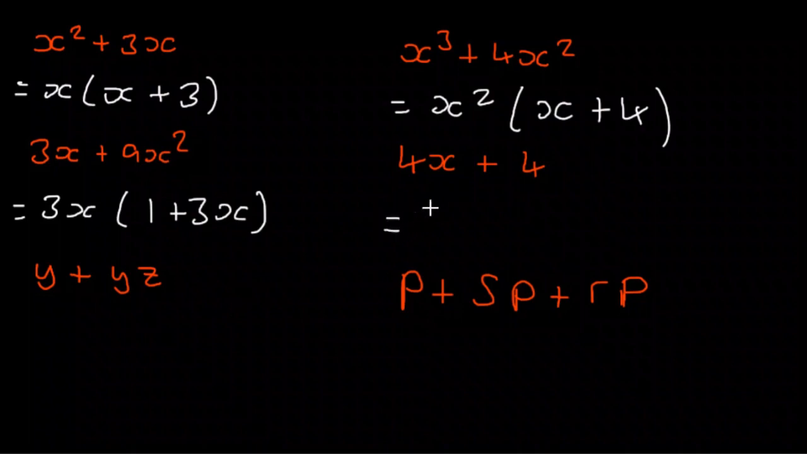Here we show the factor doesn't have to be algebraic. The common factor here is 4. 4 multiplied by x gives us 4x, and 4 multiplied by 1 gives us 4.